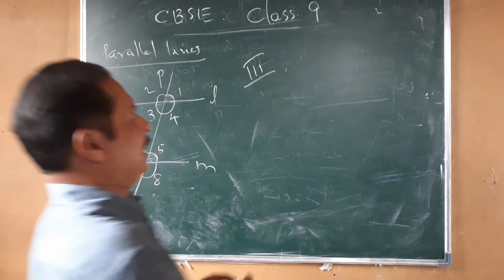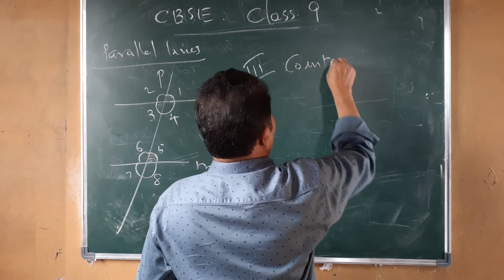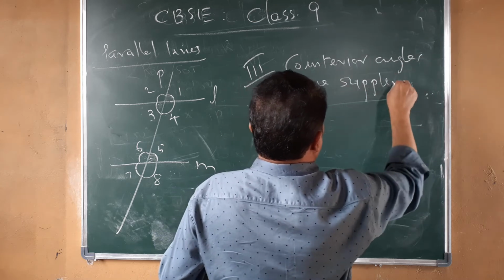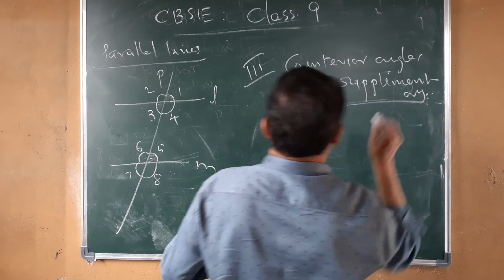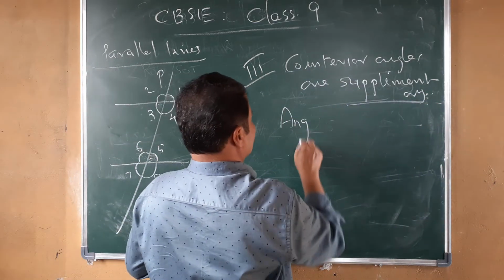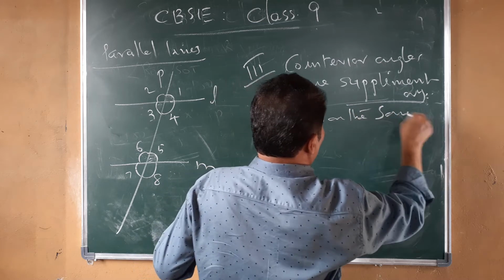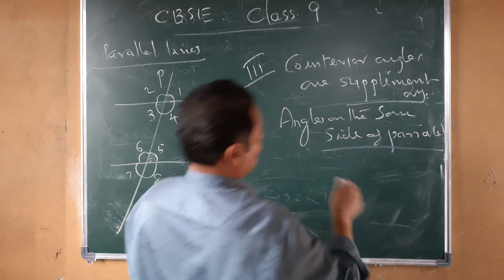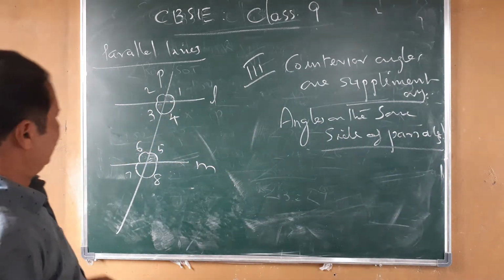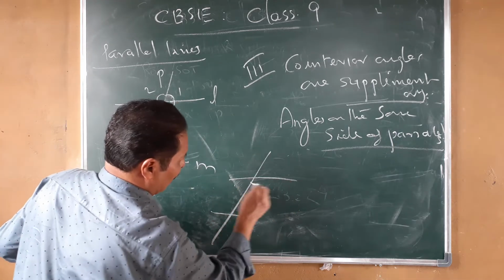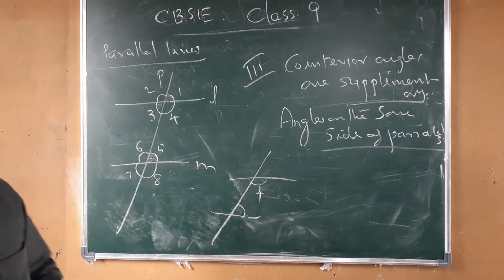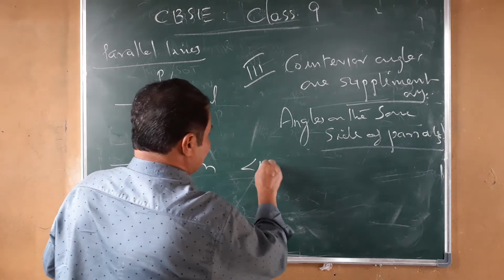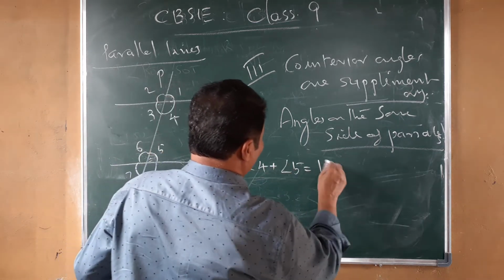Then, co-interior angles. Co-interior angles are supplementary. They are not equal, but they are supplementary. Co-interior means angles on the same side of parallels. Look at here. 4 and 5 are like this. They are on the same side of parallel. They are supplementary. Supplementary means added to get 180. Angle 4 plus angle 5 equal to 180 degrees.